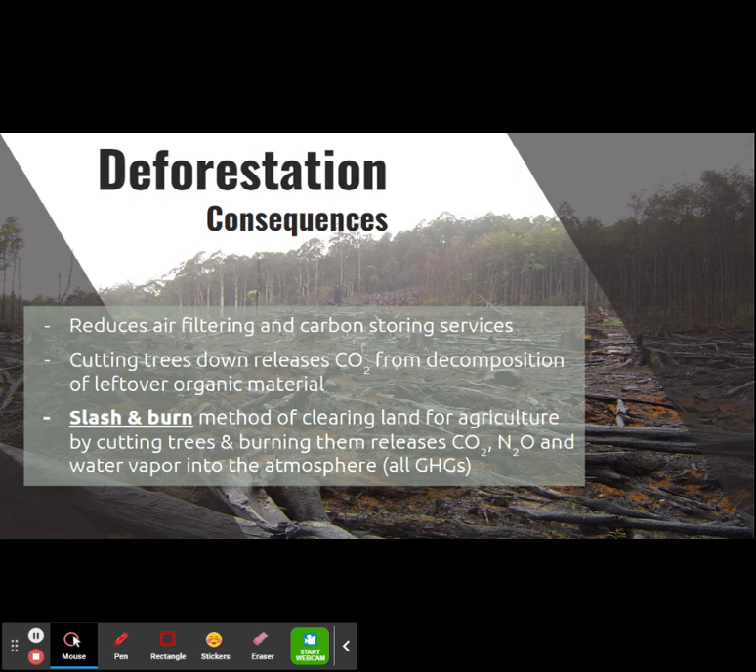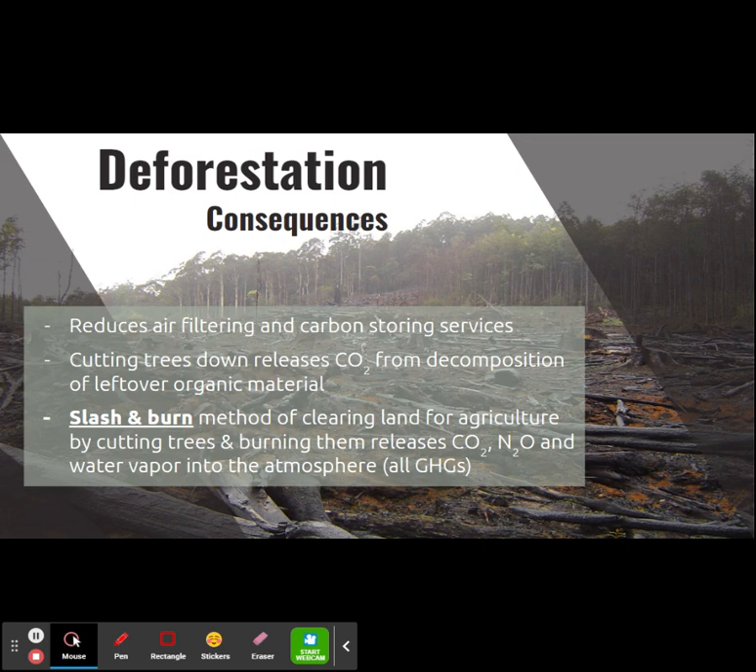So what happens in slash and burn, the slashing is the cutting down of the trees, and the burning is the burning of the trees. And this is used primarily for clearing land for agriculture. And when you burn them, you're releasing all of these greenhouse gases into the atmosphere.